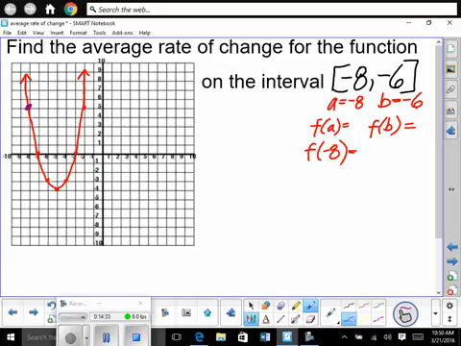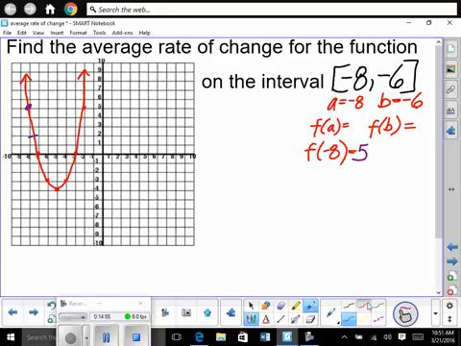At -8, our function is at 5. So our function at -8 is at 5. Does everybody understand that? Where's your function at -8? Boom, right there at 5. Does that make sense? Okay.